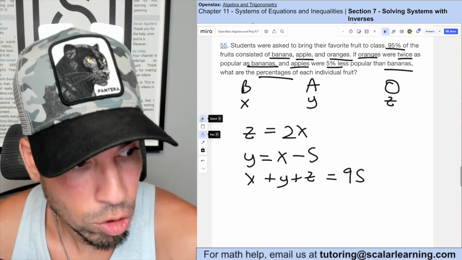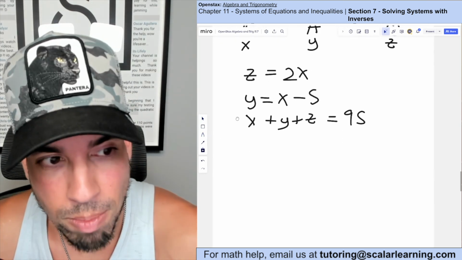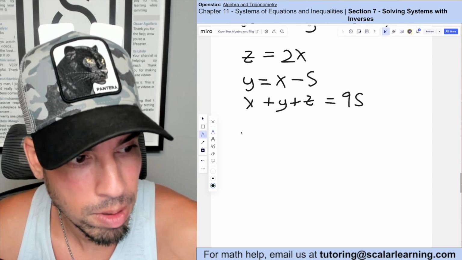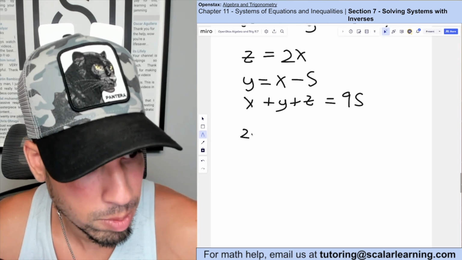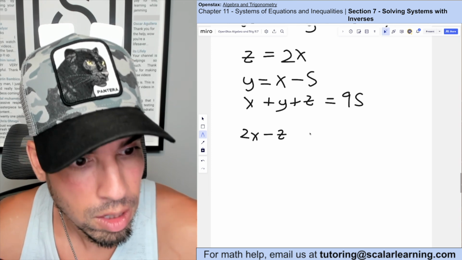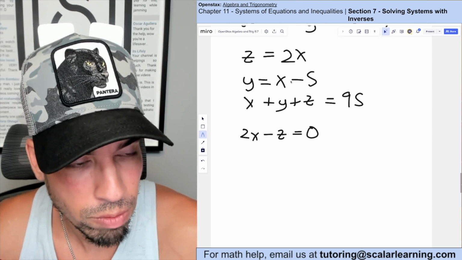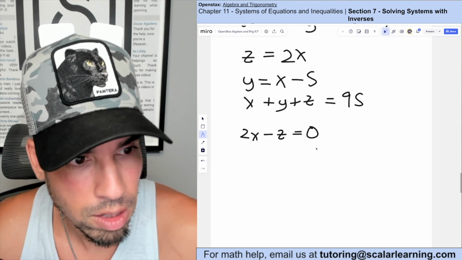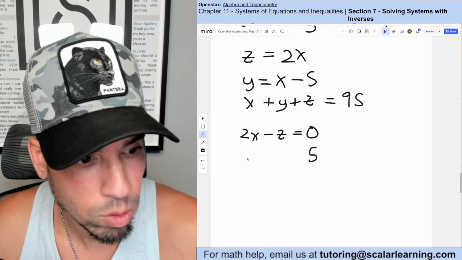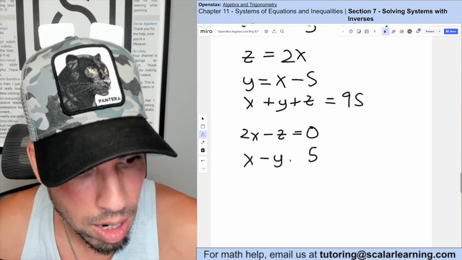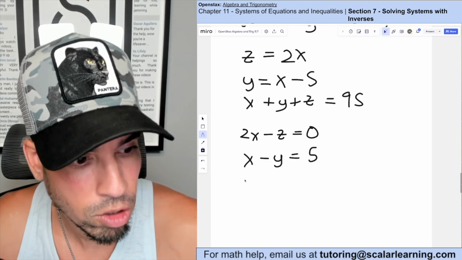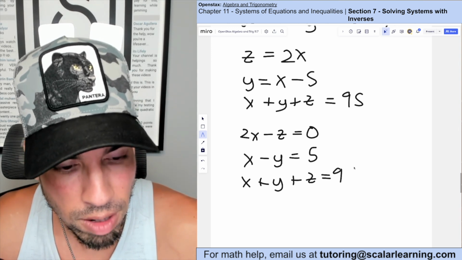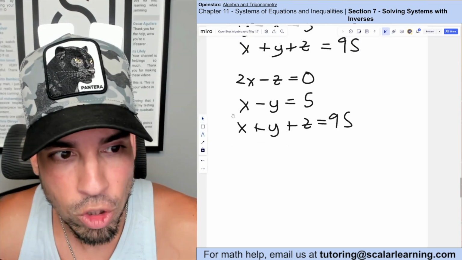Okay, now what we're going to do is get this into proper format so we can easily plop it into a matrix. So for this one, I'm going to subtract Z from both sides. I'm going to make it 2X minus Z is equal to 0. For this one, I'm going to add 5 to this side and subtract Y. So I have X minus Y equal to 5. And then down here, we're going to leave it as is, right? X plus Y plus Z is equal to 95. Now we're going to put it into that matrix format. So I'm going to show you how to do that now.